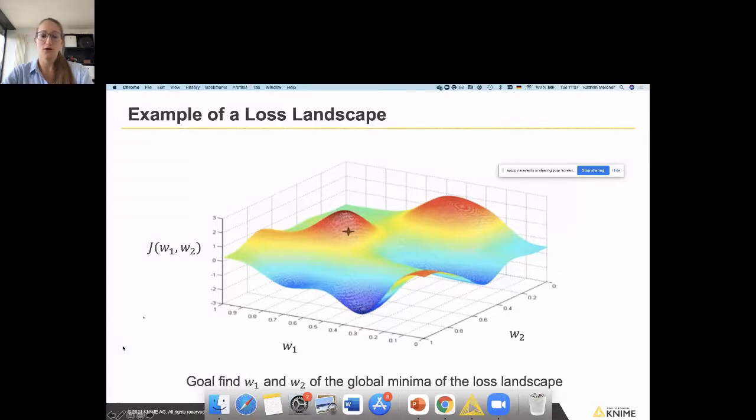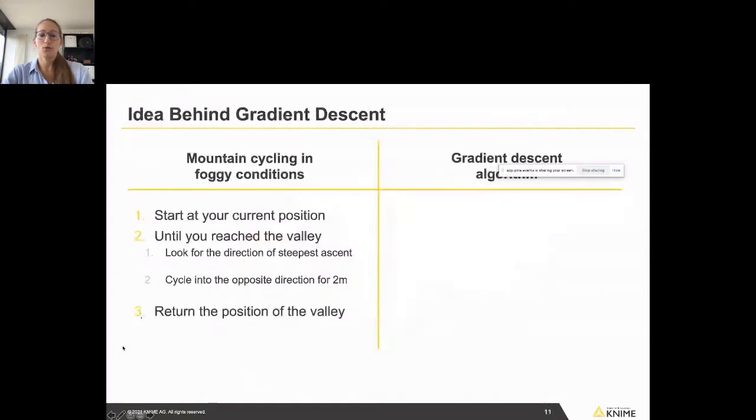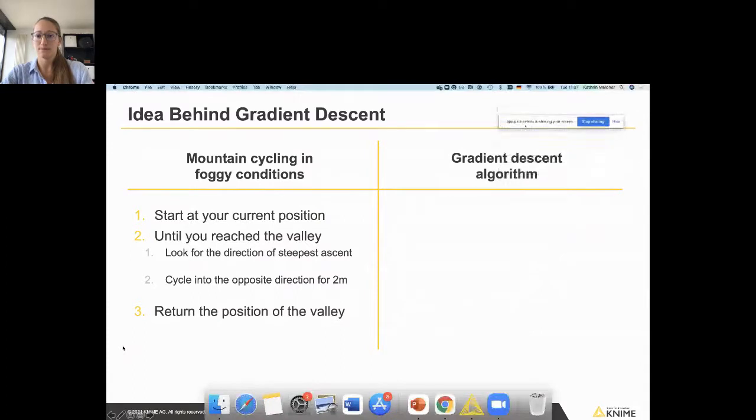How can we do so? To do so, we can use the gradient descent algorithm or some flavor of gradient descent. The idea behind a gradient descent algorithm can be compared with a mountain cyclist cycling in foggy conditions. So imagine you have a mountain cyclist going up the mountains, and now he wants to find his way down, but he can't see the valley anymore because it got really foggy. What could this mountain cyclist do?